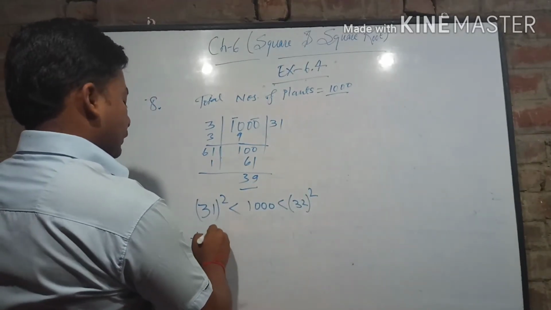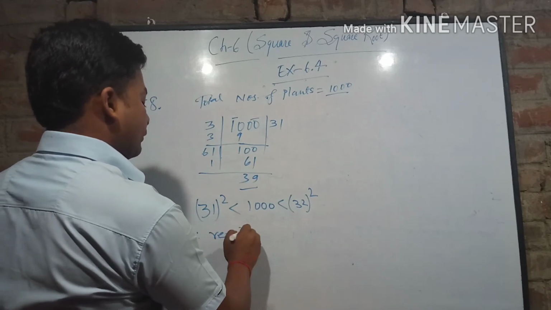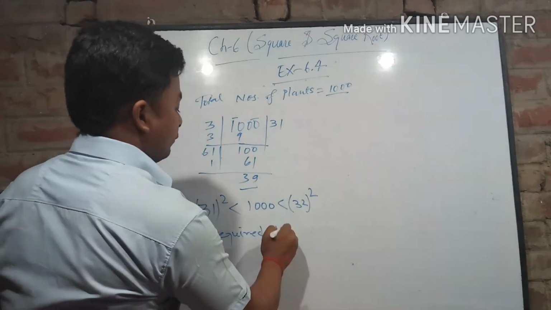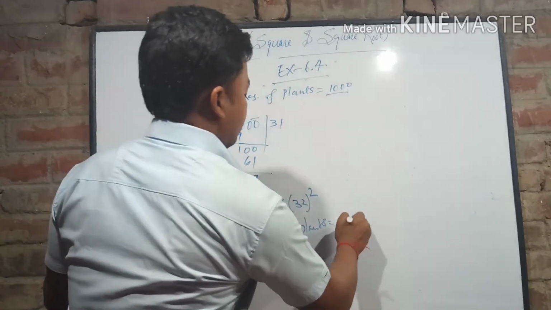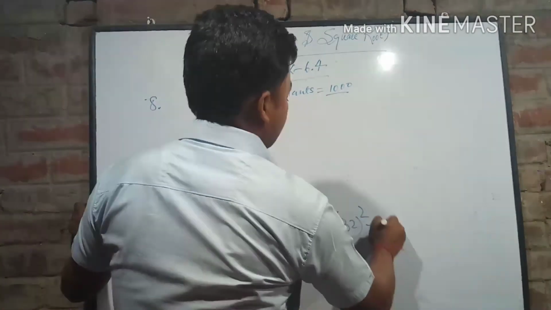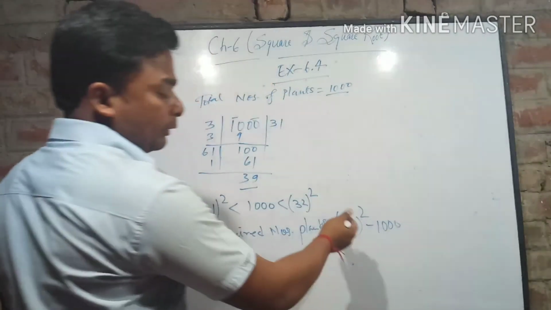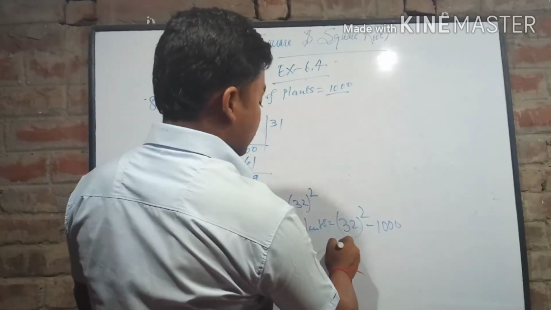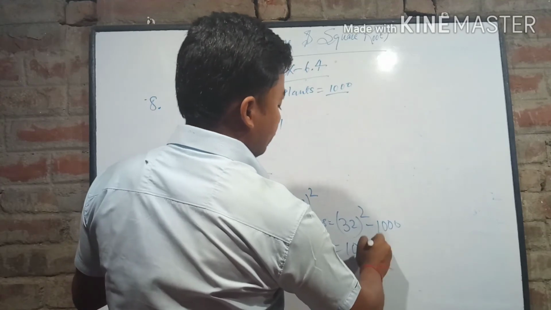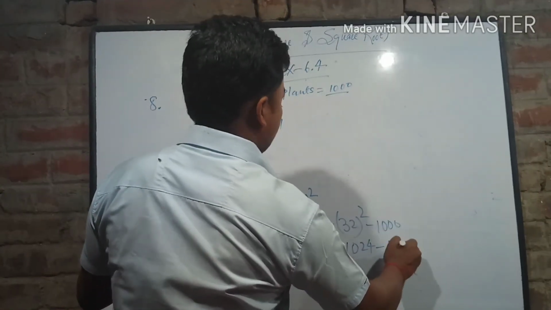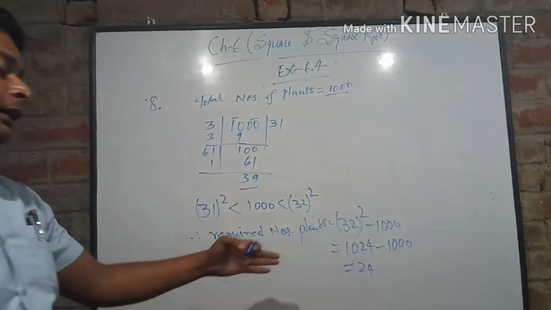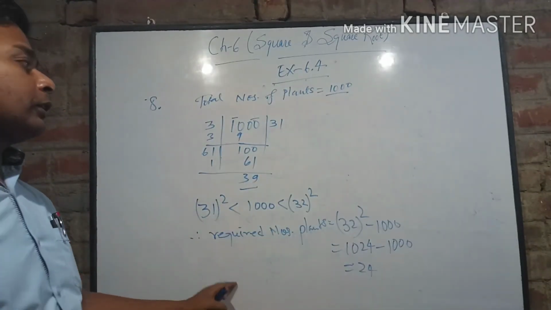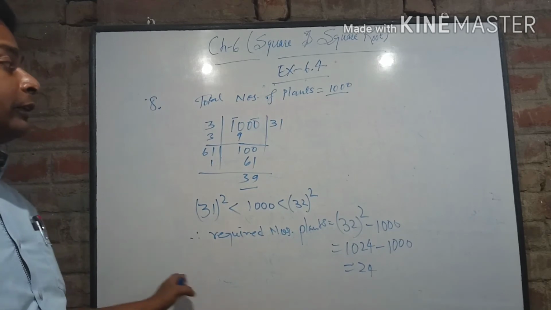So the required number of plants is equal to 32 square minus 1000. Why have we used 32? Because the value of 32 square is 1024. Finally we got the answer 24. So the gardener needs 24 more plants so that the number of the rows and number of the trees both are equal.